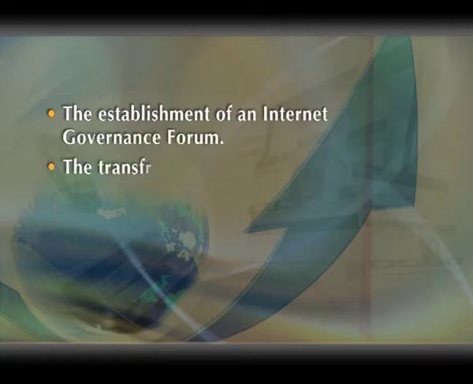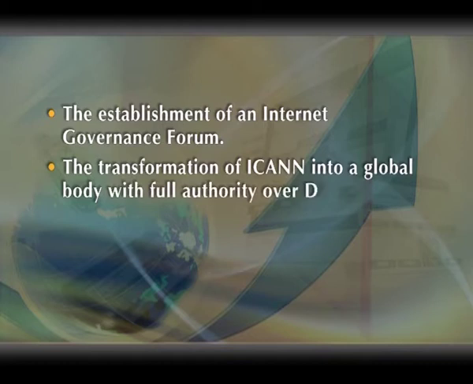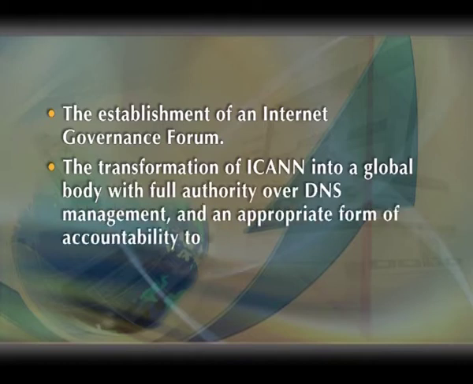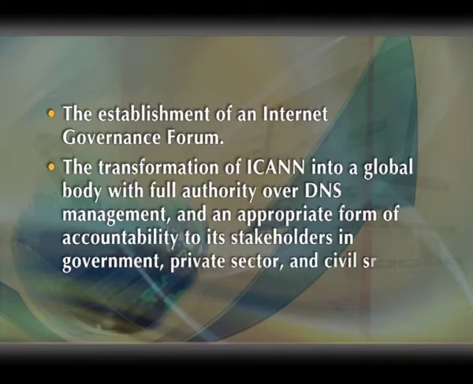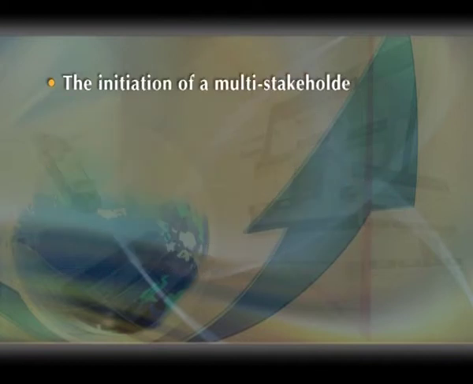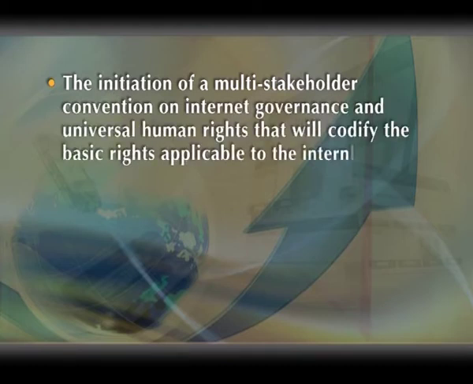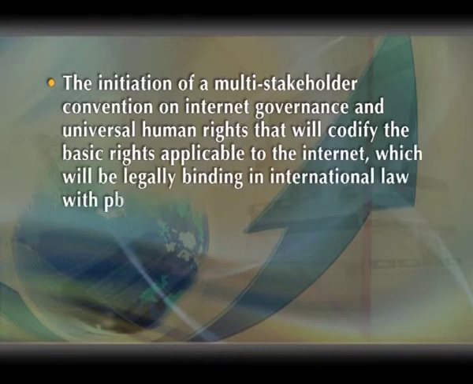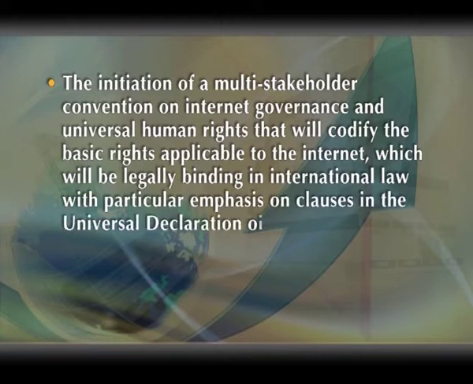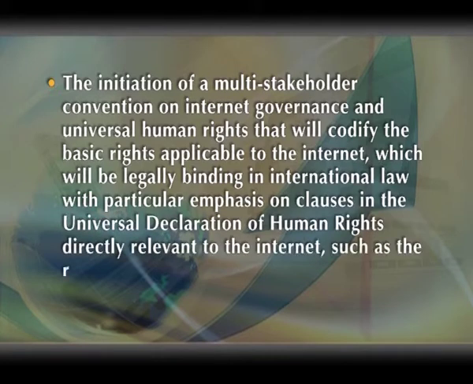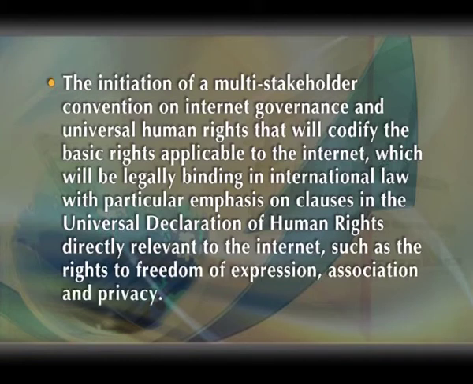APC proposed specific actions in each of these 5 areas: the establishment of an Internet Governance Forum, the transformation of ICANN into a global body with full authority over DNS management and an appropriate form of accountability to its stakeholders in government, private sector, and civil society, the initiation of a multi-stakeholder convention on internet governance and universal human rights that will codify the basic rights applicable to the internet, which will be legally binding in international law with particular emphasis on clauses in the Universal Declaration of Human Rights directly relevant to the internet, such as the rights to freedom of expression, association and privacy.